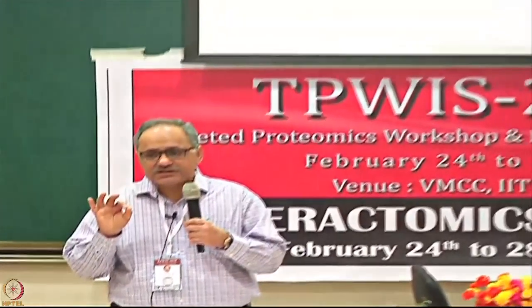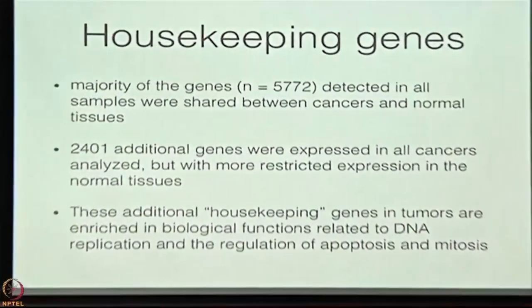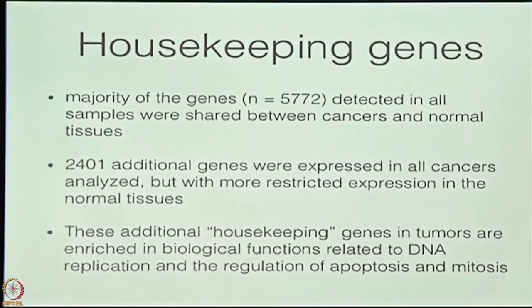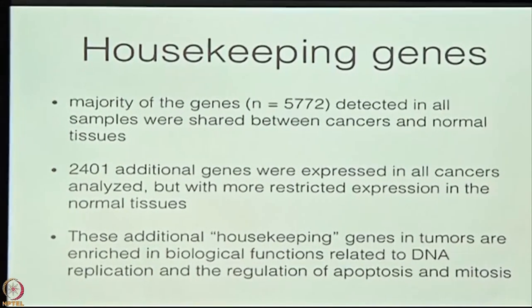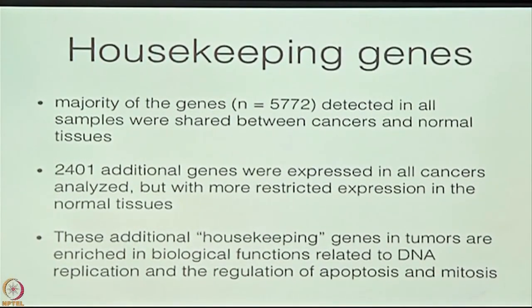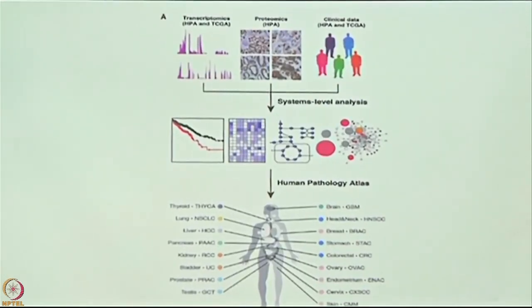The housekeeping genes are very important because they are increased in cancers, because they do all the activities looking after every cell. They are the same in every cell. Only because the cancer cell is multiplying very fast, they are more in the cancer cell. But what we can't forget is they are also present in normal tissues. That was how the program worked out.